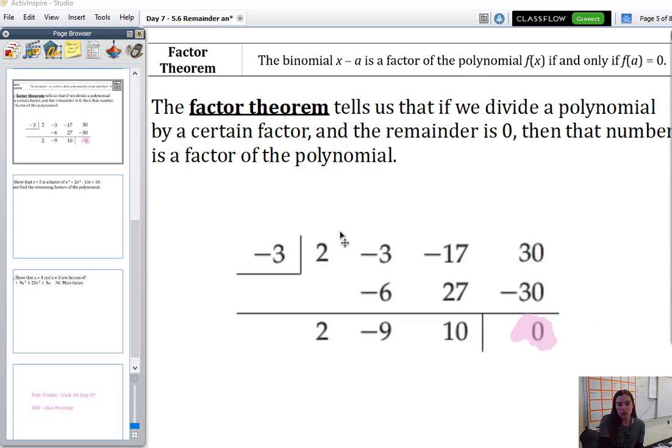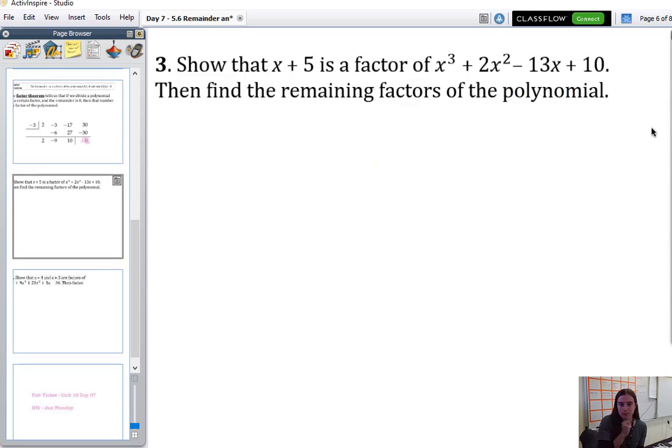So we're going to use synthetic division. If we get a remainder of 0, then we've got a factor of our polynomial. So let's look at our first example. We need to show that x plus 5, that's our binomial, is a factor of x cubed plus 2x squared minus 13x plus 10. We've got that whole long polynomial. Then we're going to figure out the rest of our factors and put all of that together.